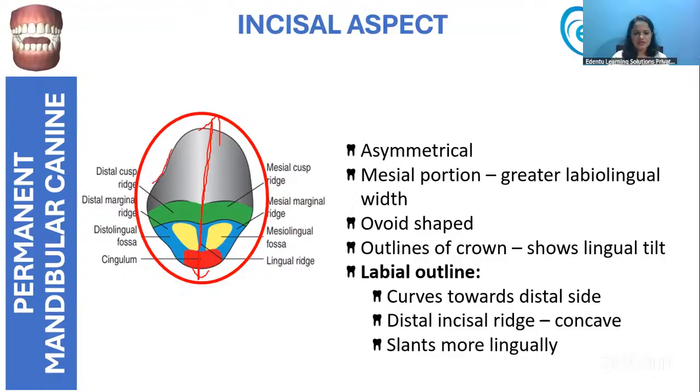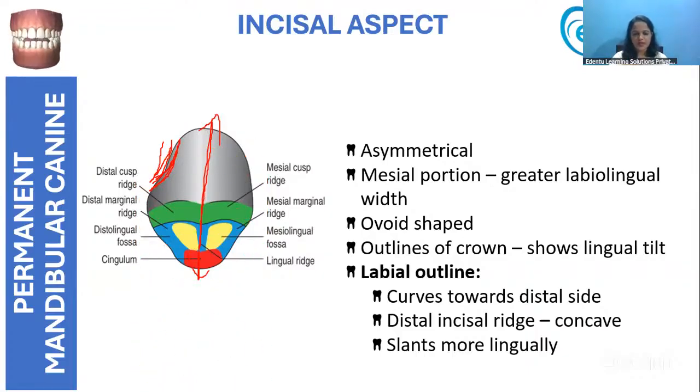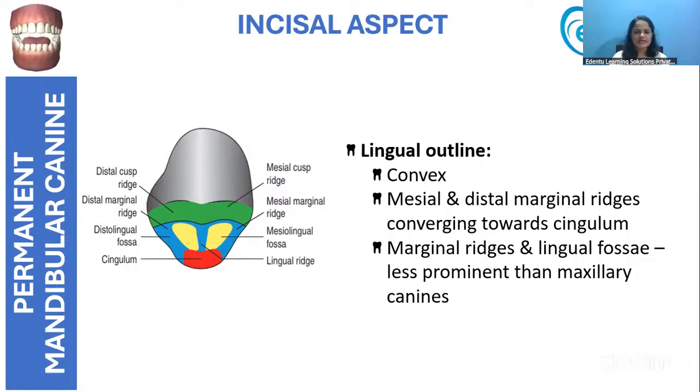So the labial outline curves towards the distal side. There is a little curvature seen in the distal side, and the distal incisal ridge is also a little bit concave in nature, like this. You see this area? Yes, it is a little bit concave in nature, and it slants more towards the lingual side. Now, if you look at the lingual outline, it is convex. The convexity of the lingual outline is seen.